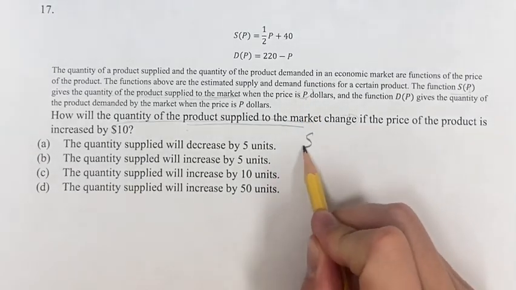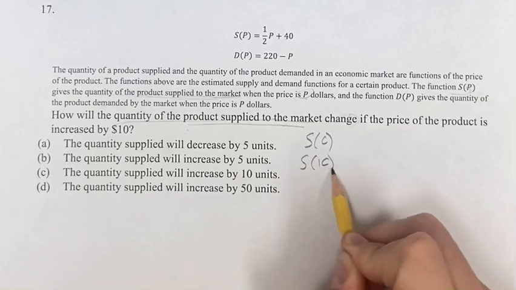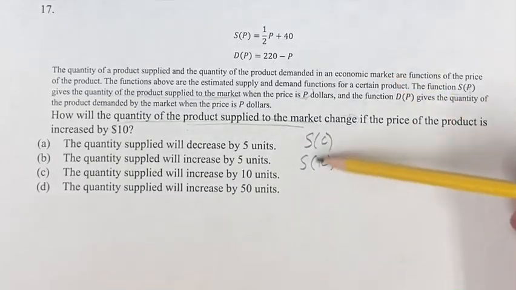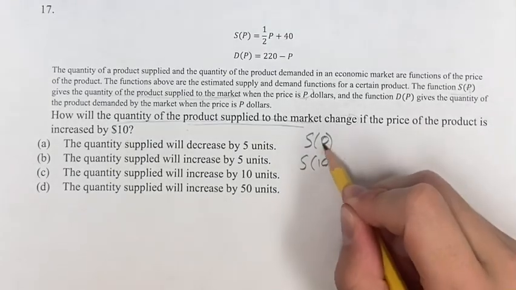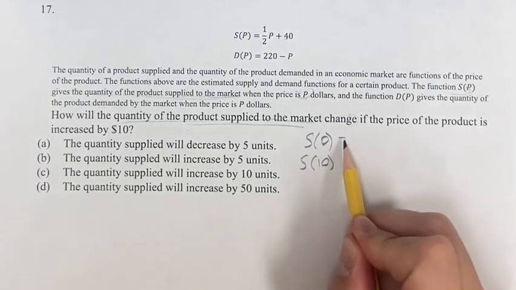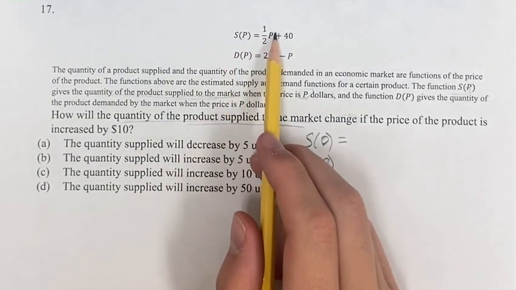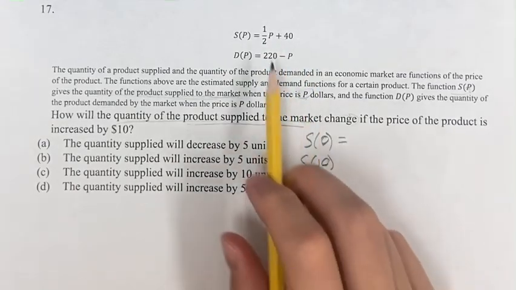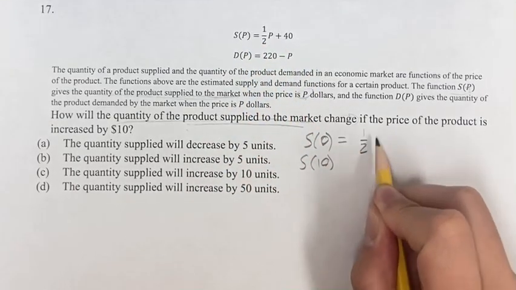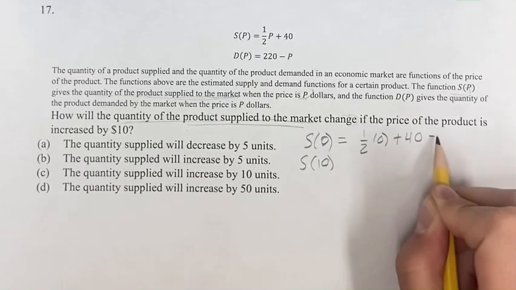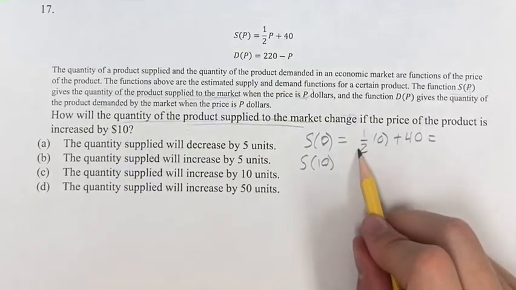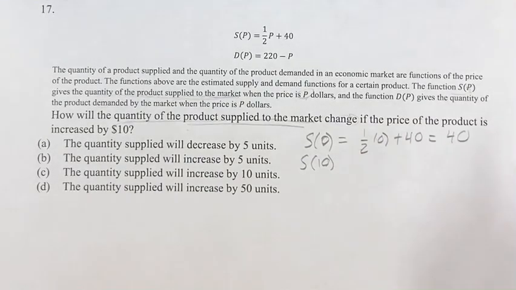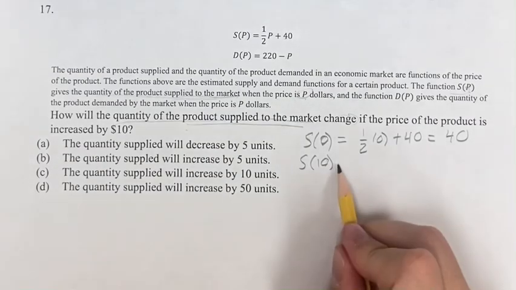So we have to take S of 0 and S of 10. And you could take this for any P values where you're increasing by 10, but it's always good to use 0 because the numbers are usually really easy. So S of P is 1/2 P plus 40. So S of 0 is 1/2 times 0 plus 40. 1/2 times 0 is 0. 0 plus 40 is 40. Again, numbers are always really nice when you have 0 involved.